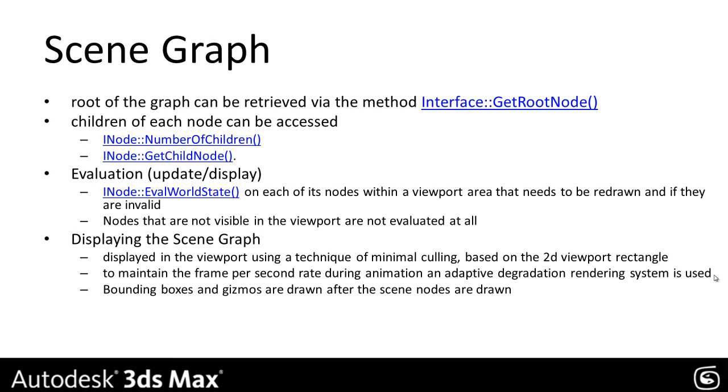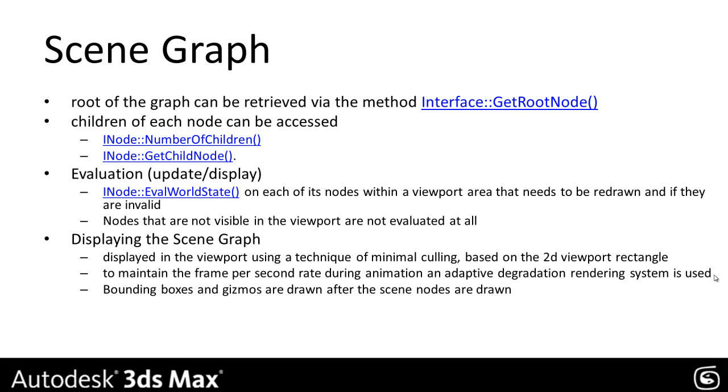Evaluation, by which we really mean the update or display of something, is through EvalWorldState. This happens by the system, so each of its nodes within a viewport area that needs to be redrawn that happen to be invalid will get an EvalWorldState called on them. Nodes that are not visible in the viewport are not evaluated at all. There's no need to evaluate a node if it's off the viewport.